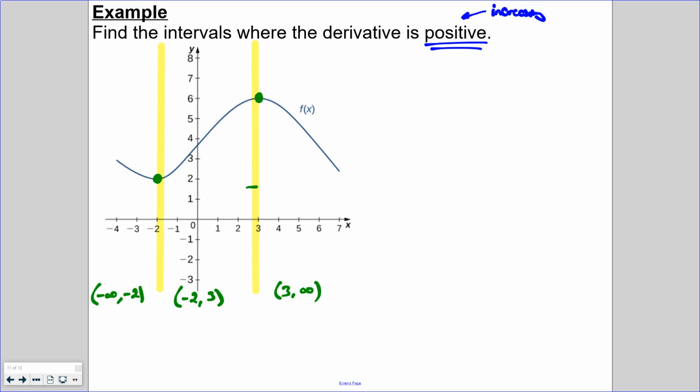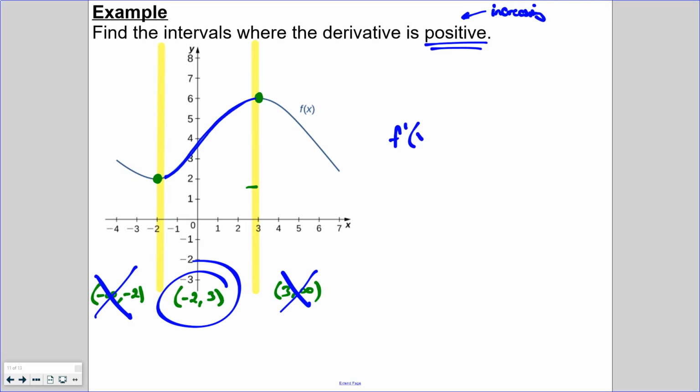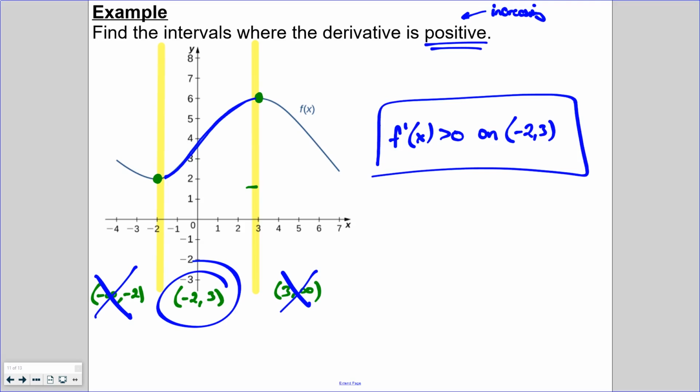Well, we can see that our function is increasing between -2 and +3. So this would be the interval where the derivative is positive, and the other 2 intervals are out of the game because those intervals are decreasing. So f prime of x is going to be greater than 0 on the interval -2 to +3. There we have it. We've identified the intervals where the derivative is positive.